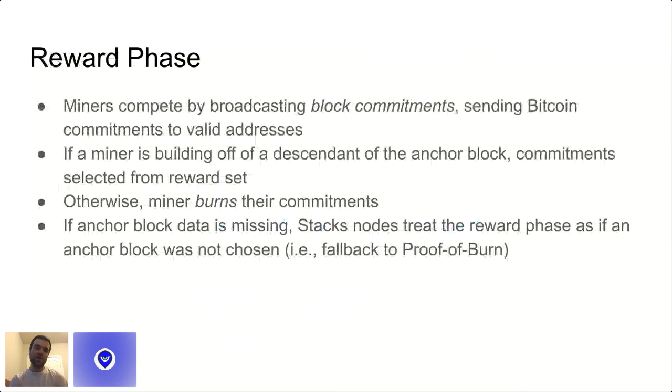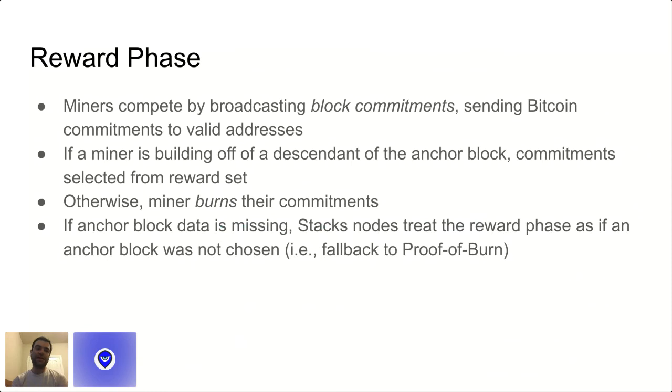Okay. So in the reward phase, miners compete with each other to assemble the next block by broadcasting block commitments, sending Bitcoin commitments to valid addresses. If a miner is building off a descendant of the anchor block, then the only valid addresses that they can send to must be selected from the reward set. So if you're building off the anchor block, as a miner, you commit to the reward set. If you're not building off the anchor block, or you're not descended from the anchor block, I should say, then you must burn your commitment.